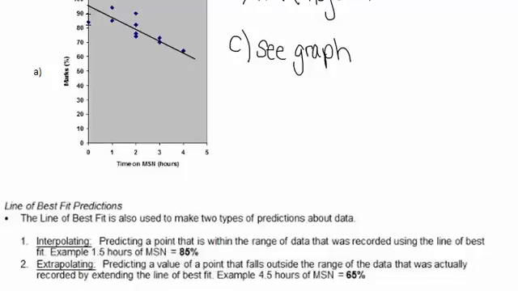We also have extrapolating, which is predicting a value of a point that falls outside of the range of data that was actually recorded by extending the line of best fit. So for example, someone who spends 4.5 hours on MSN, that time is outside of the data that we're given, but if we draw a line up to our line of best fit, we can see that that person would get about 65% in their math class. So this is one of the ways that a line of best fit can help us to predict other information.